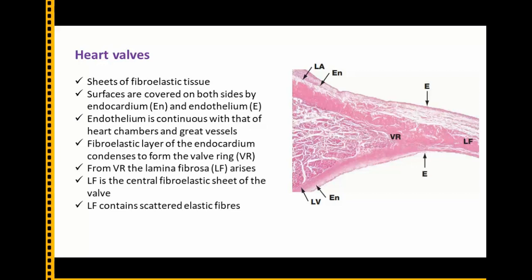So, this one is a heart valve. A heart valve is a leaflet-like structure. It has endocardium on both surfaces and this endocardium is continuous with the endocardium of the atria and the ventricles.